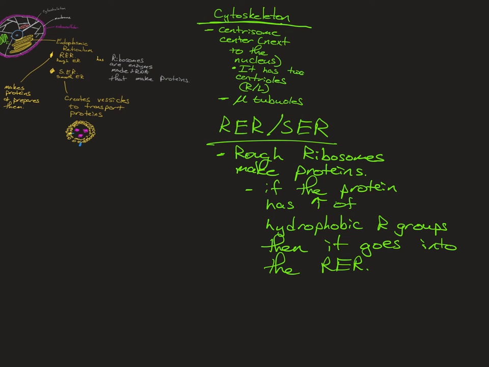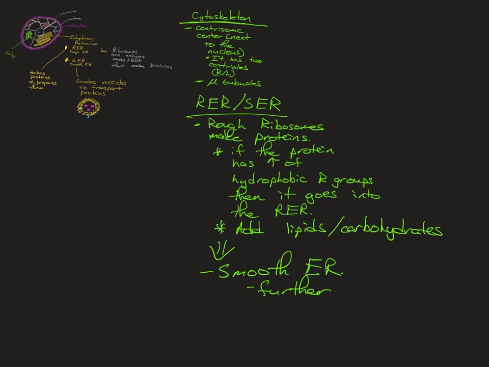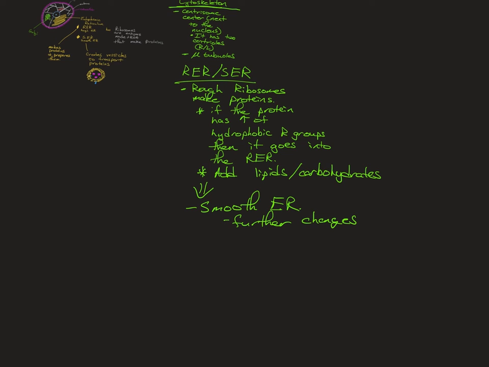As you saw from the pictures, the RER is like a bunch of membranes that fold upon each other. There in the RER, they get things added to them. You add lipids and carbohydrates, mostly carbohydrates, but whatever you add, you change the protein, and then it goes into the smooth ER. And there are further changes.